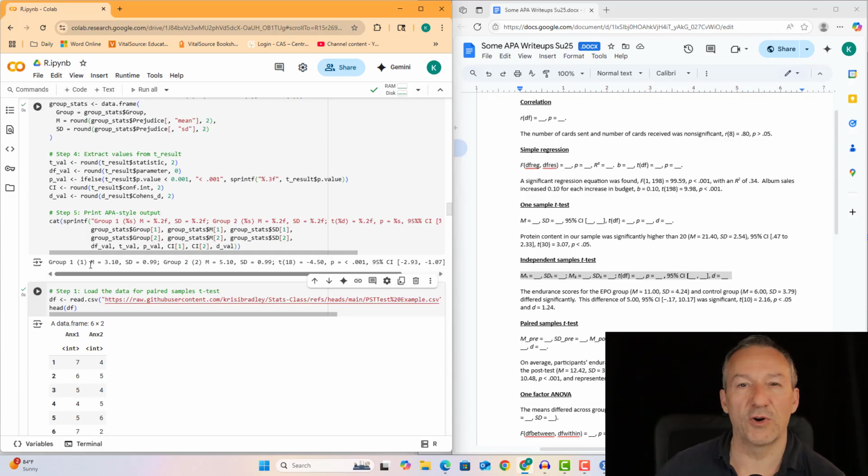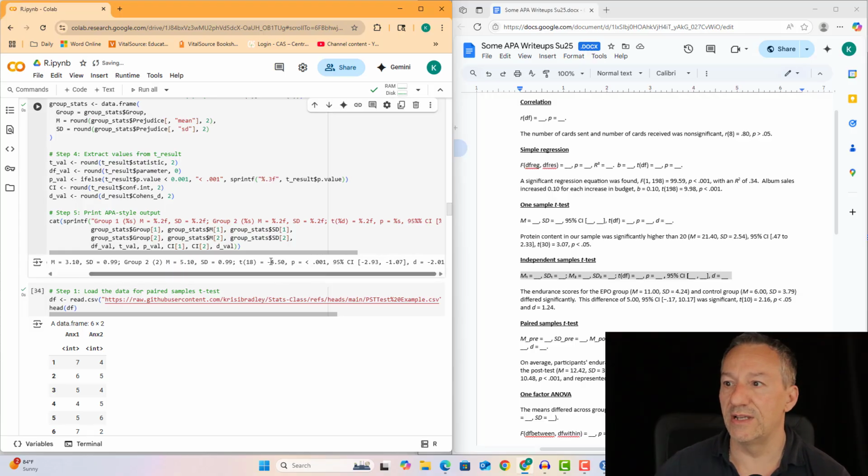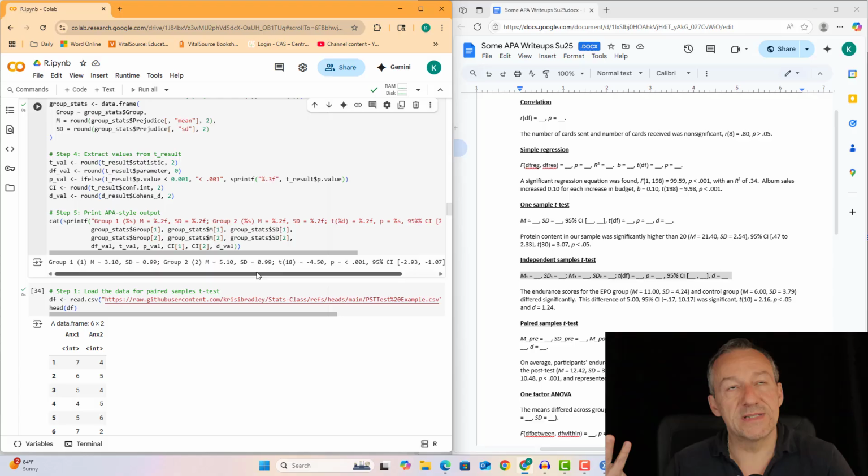It's perfect. Group 1, the mean 3.1, standard deviation. Group 2 is 5.1, standard deviation. Our t-test 4.50, p less than 0.001, confidence intervals, Cohen's d. I mean, it's perfect, just ready to go, and you can write it up. Independent samples t-tests, it's two different groups of people.